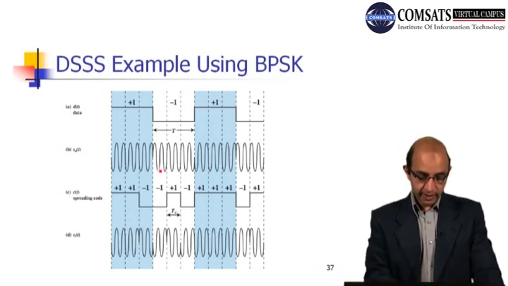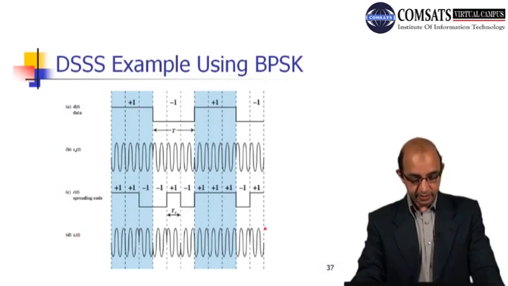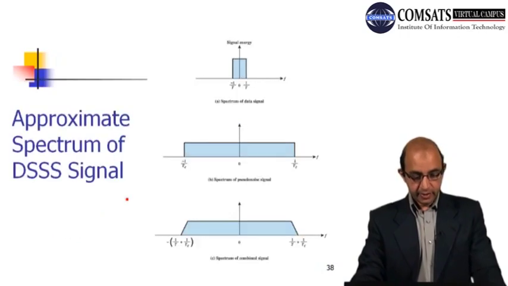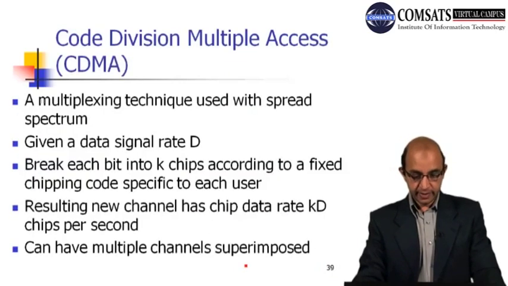You can see that here we have data, and then this is the modulation, and this is the spreading code, and here we have the modulated signal. You can see the spectrum approximation. This is the signal energy, here we have the pseudo noise signal spectrum, and here we have the spectrum of the combined signals.